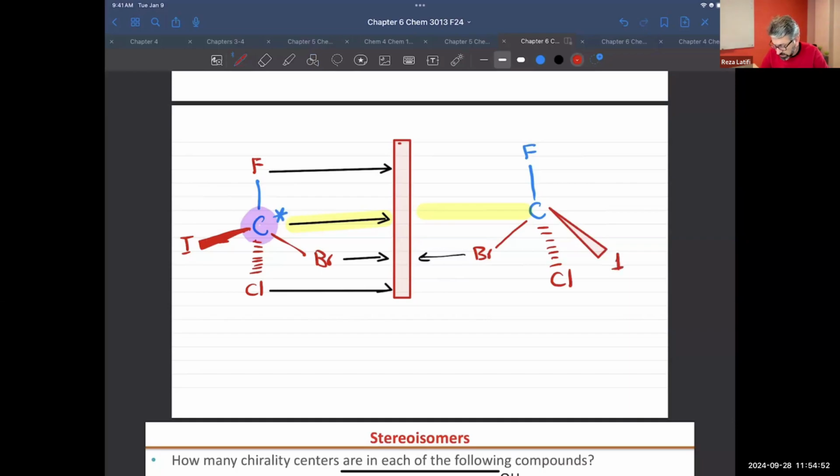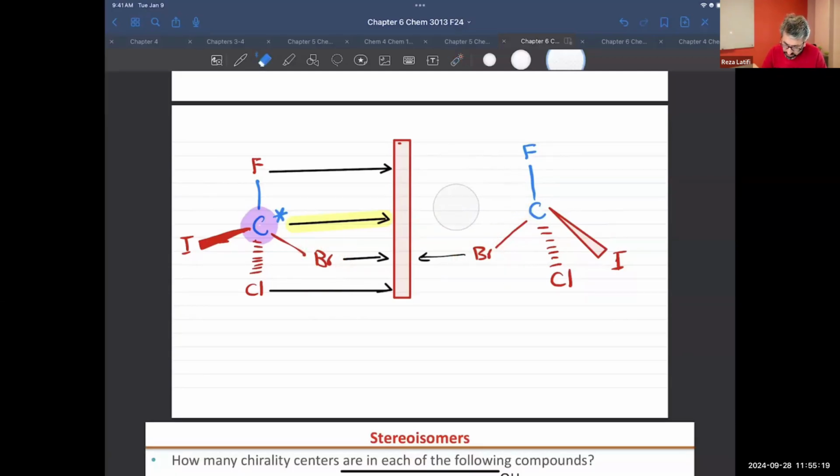And that's going to be iodine. Okay. And now what's the relationship between these two? These two are mirror images of each other, but they are not superimposable. Why do I say mirror image? Look at bromine. Bromine in the left structure is on our right hand, while in the second structure it is on the left hand. Now I say they are not superimposable.